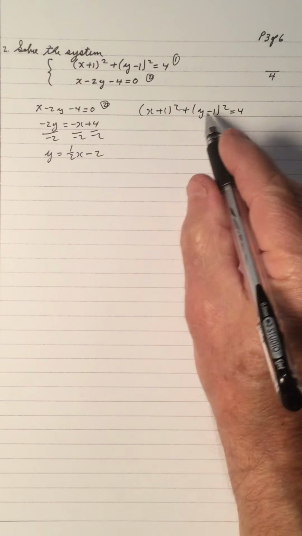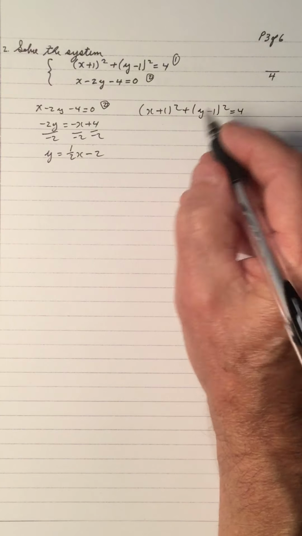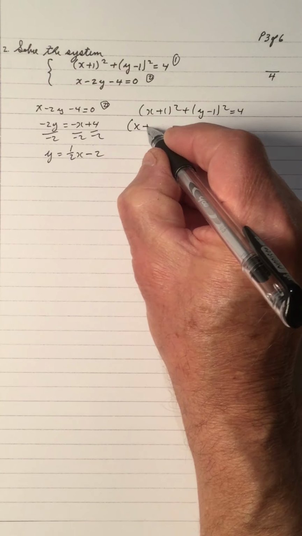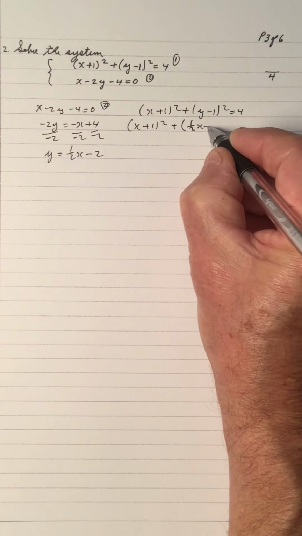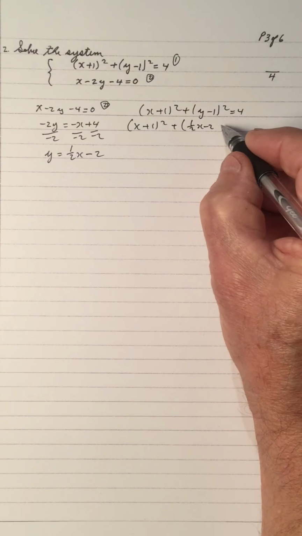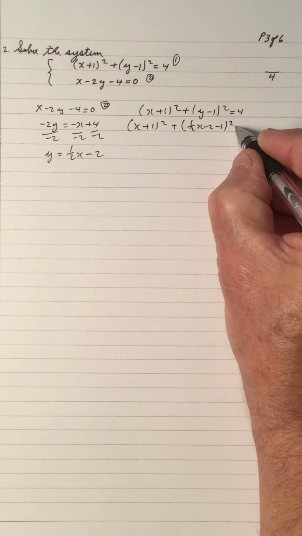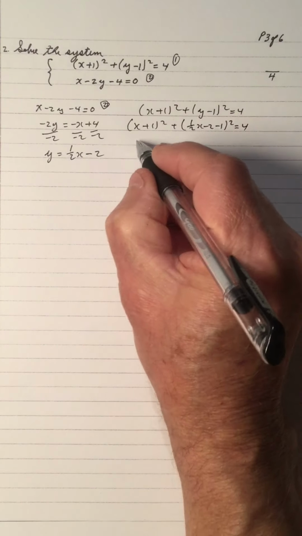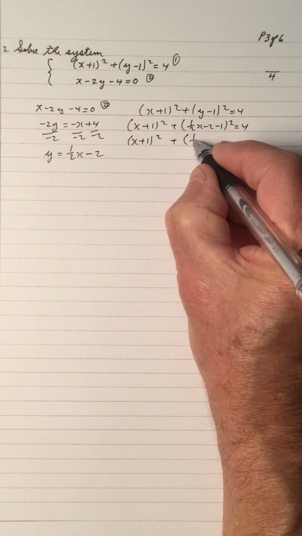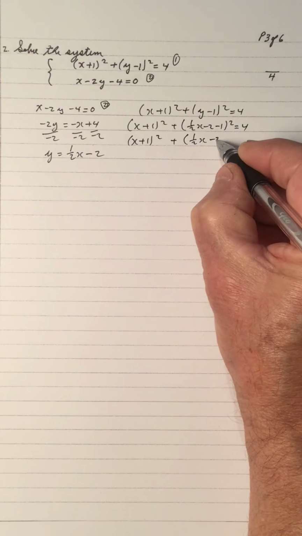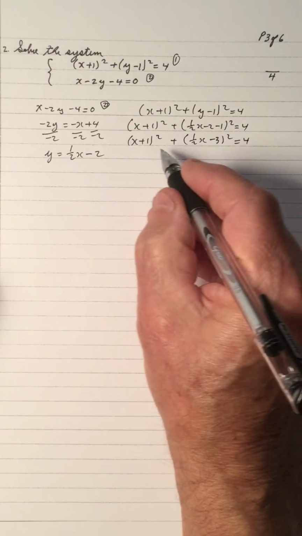So I can sub that in right here. Normally I square this out and then sub it in, but what I'm going to do now is sub it in right now. Y is a half x minus 2, minus 1, squared equals 4. So that gives us, add that up, a half x minus 3 squared equals 4. So let's square both of these.